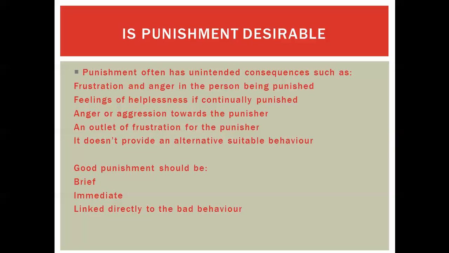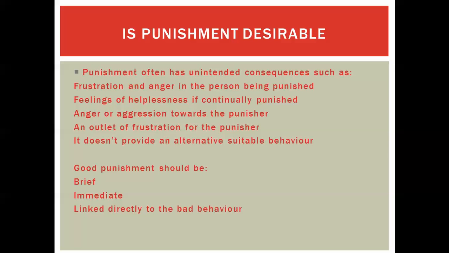The other thing is quite often punishment is about frustration for the person who's doing the punishing. So for instance, you might find that your parents yell at you and it's more about releasing that frustration than it is about that being an appropriate consequence for your actions. The other thing is it doesn't provide an alternative suitable behaviour. So if you tell a baby off for playing with something, but you just tell them off, that's not actually telling them what they should be doing.